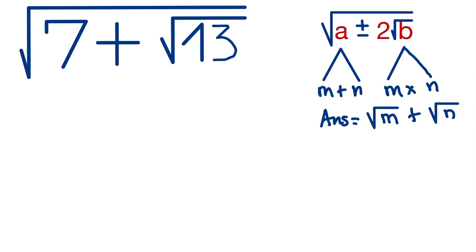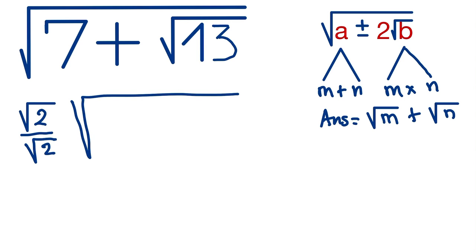To solve this question, we want to make sure that our question is in this form. If we look keenly, we can see that there's no 2 here. So the only way to do that is to multiply the whole expression by root 2. But if we multiply, we need to also divide by root 2, because root 2 divided by root 2 is equal to 1. It's just like we have not changed anything.